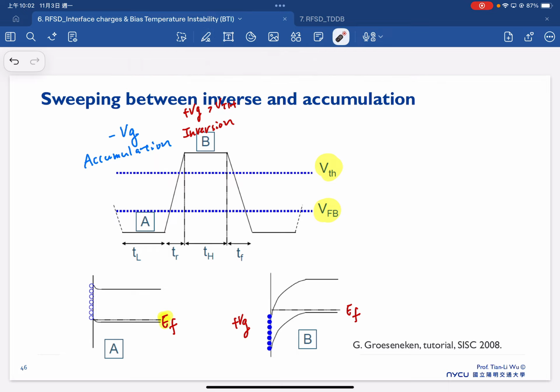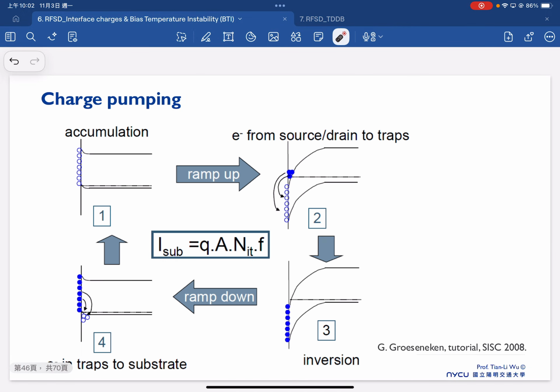Once this defect is below our Fermi energy, the defect state starts to capture electrons. So we have a lot of electrons captured in this interface state. That's why we bias in the second region as shown here. The whole procedure is shown here.